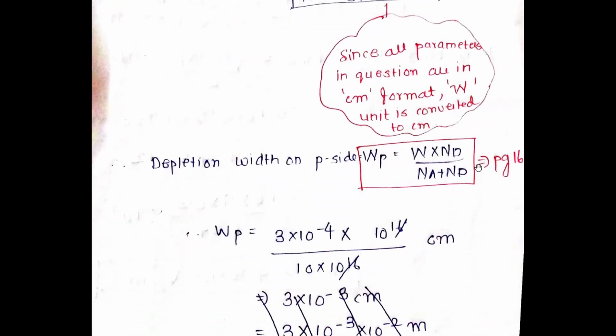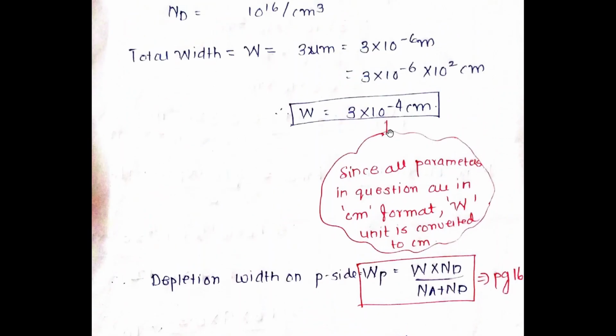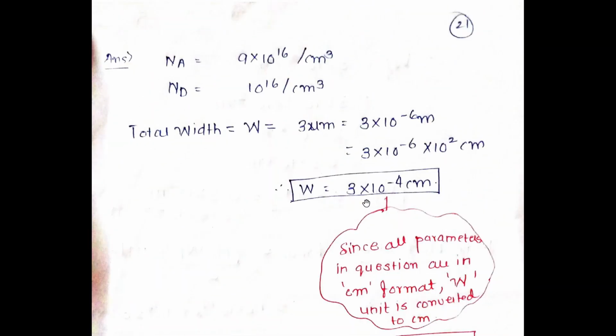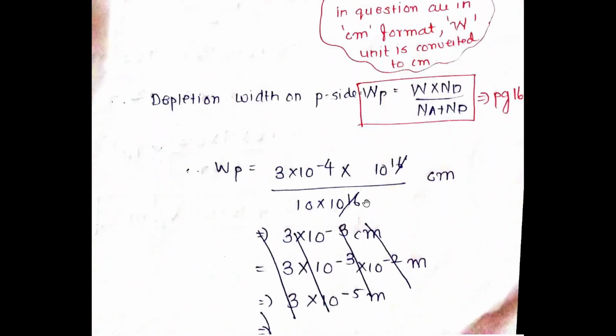And then you have to find out the value of WP. The WP is given as W into Nd upon Na plus Nd. Just substitute the value of W from here. Na and Nd are already given clearly in the question, and you can find out the final answer in terms of centimeter.